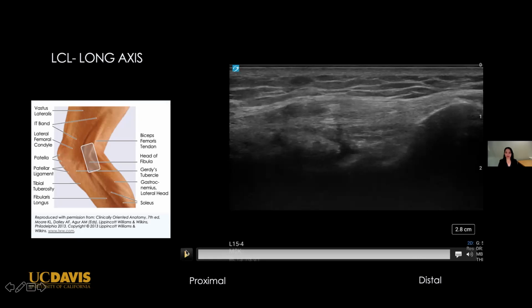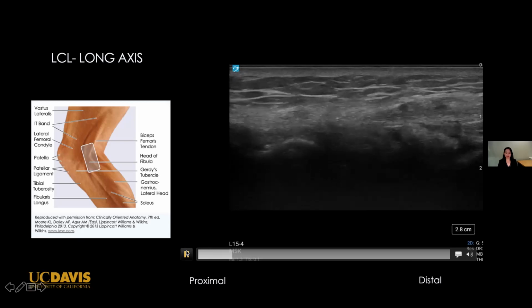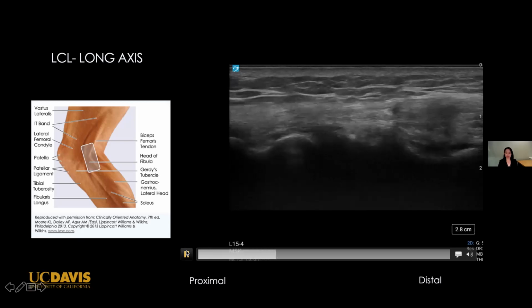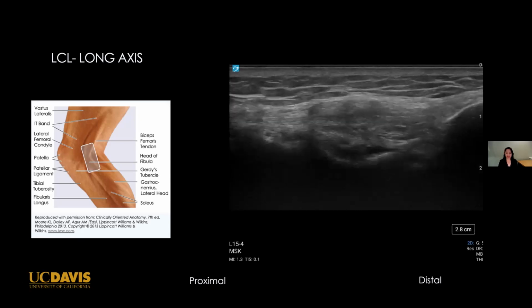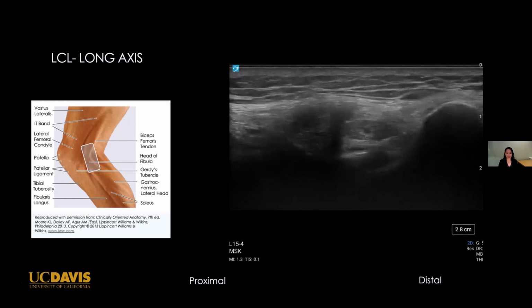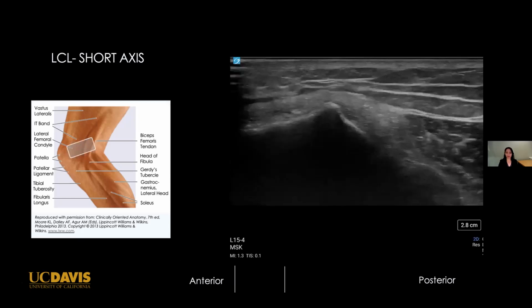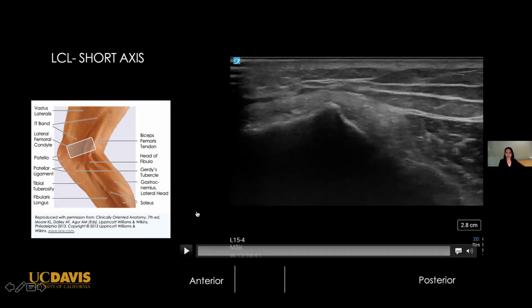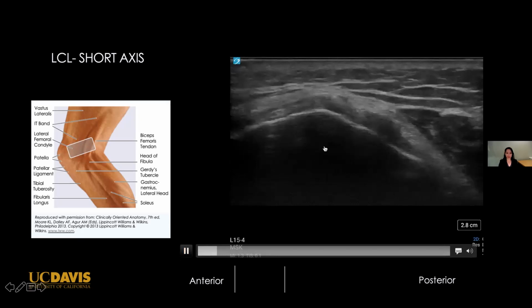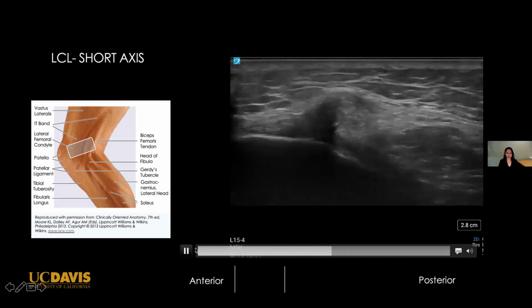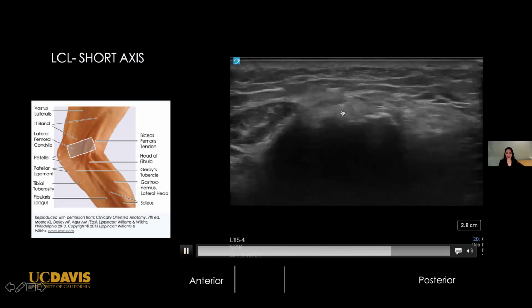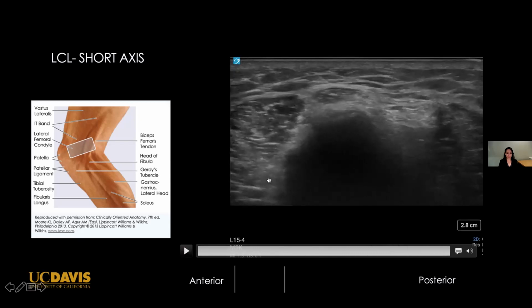Also, the LCL can appear lax, more so with knee flexion. You can assist by adjusting patient positioning and putting the knee into some varus with pillows. You may also perform a dynamic varus stress test to evaluate for any additional laxity. The LCL in short axis is followed from proximal to distal, from the lateral femoral epicondyle to the fibular head. So here is the LCL. I'm going to be pointing to it first. So you can see it coursing distally here. Let's review that again.